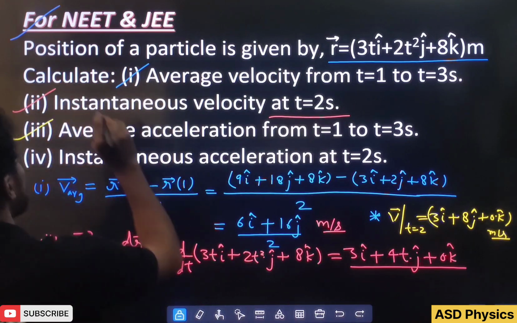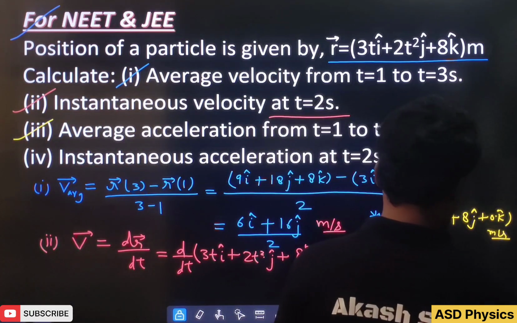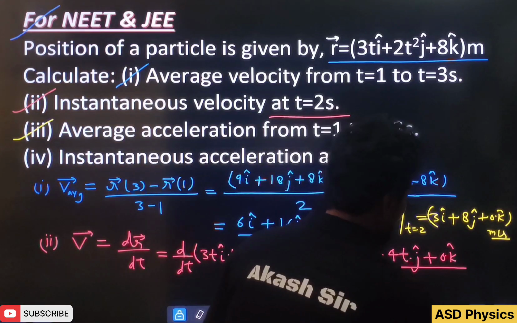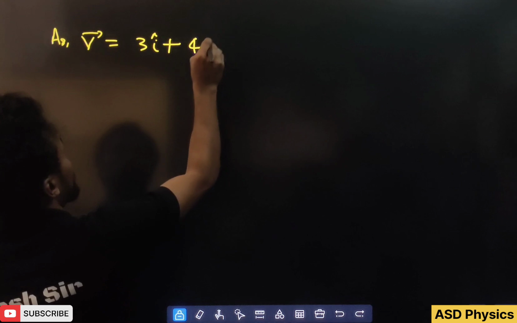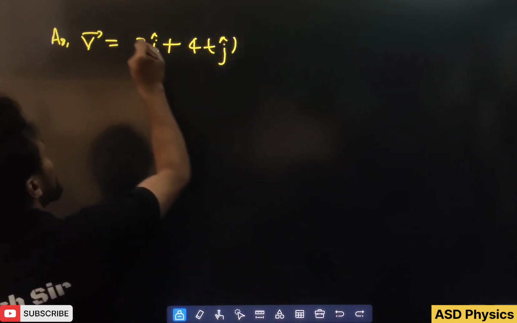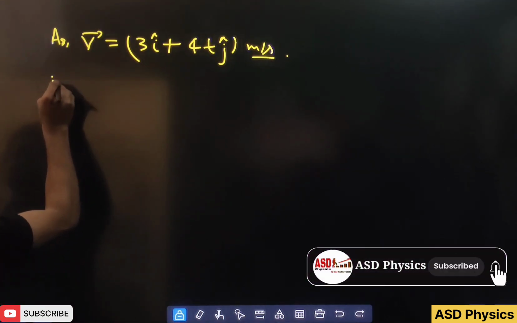Now see this third one: average acceleration from t equal to 1 to 3 seconds. So first we have to write the velocity vector. What is the velocity vector? See, v equal to 3 i cap plus, let's check one time so that we should not make a mistake, plus 4t j cap. Okay, 4t j cap. Now students, this is my velocity vector here. Now see, again one by one, we are doing the third part here.